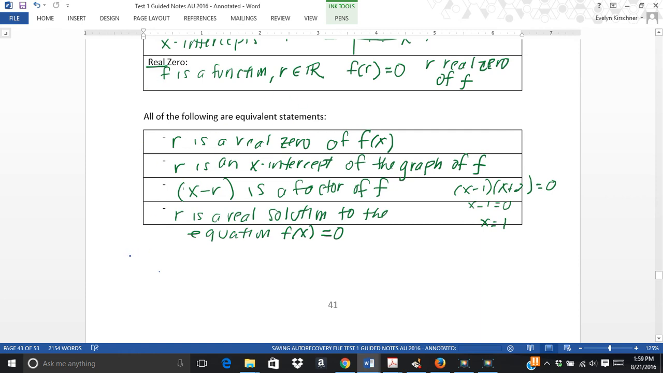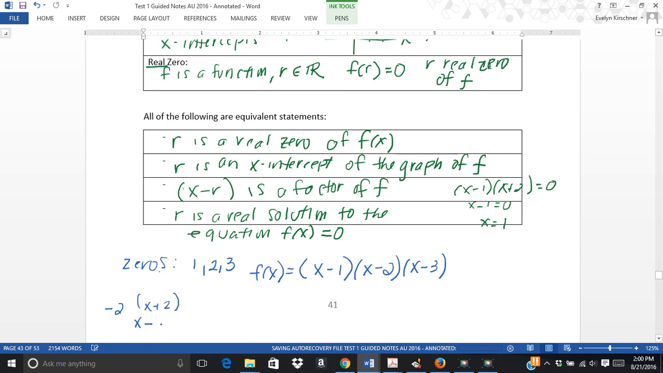But what if I told you that my zeros were 1, 2, and 3? How would I find what my function f of x is? Well, I can go backwards. Remember, if it was x minus 1, I set it equal to 0 and got x equals 1. So I know that it's x minus each zero. So if I had a zero of negative 2, it would be x plus 2 as a factor, because I have x minus negative 2, and two negatives become a positive.